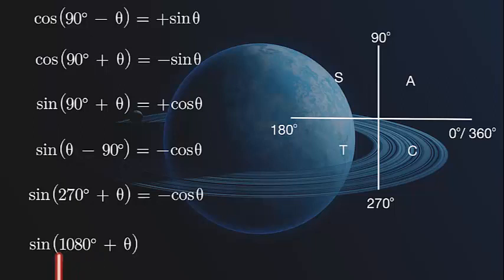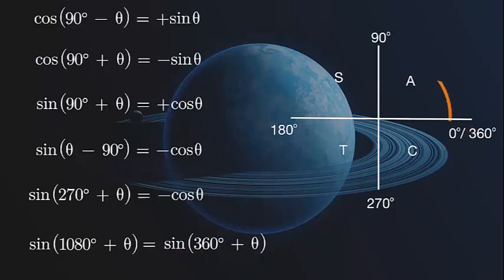So what we do is we take this large value and we keep subtracting 360 until we get to a value that is 360 degrees or smaller. So 1080 degrees minus 360 is 720. 720 minus 360 is 360. Okay, so we want 360 or smaller. So we got 360. So we can just rewrite it as this. And now it's a normal reduction formula.